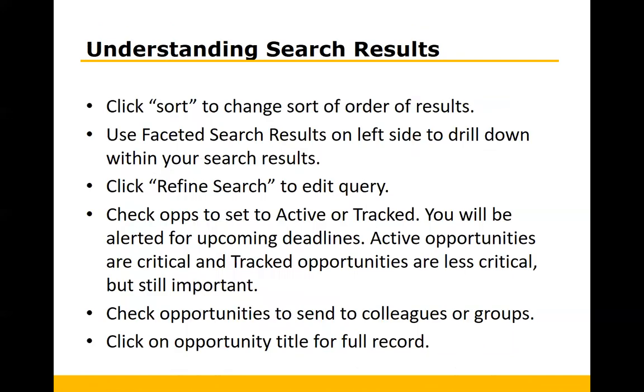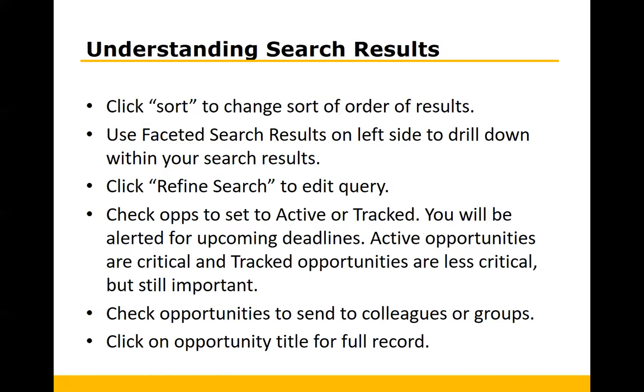And then you can check the opportunities to set to active or tracked, and I'm going to show you how to do that in just a minute. If you do that, you'll be alerted for upcoming deadlines. Active opportunities are critical ones that you really want to watch pretty much on a daily basis to see if they're coming out or something like that. And tracked opportunities are a little less critical, but still important. Because I do the limited submissions, I have all the limited submissions tracked so that if anything happens with them, any changes, any deadline changes, things like that, they will send me an email alert. And I'm going to show you what that looks like a little bit later on.